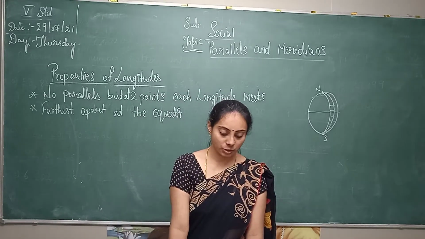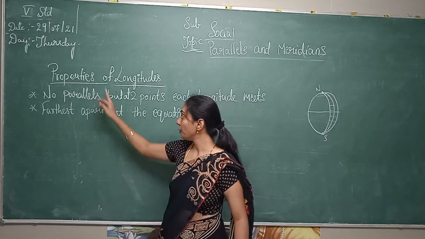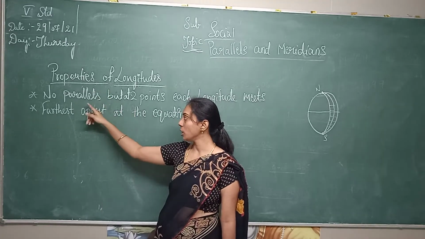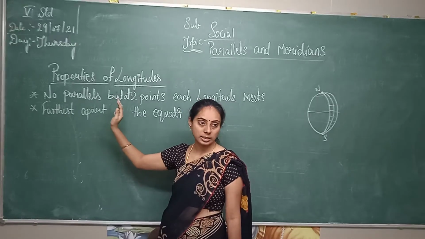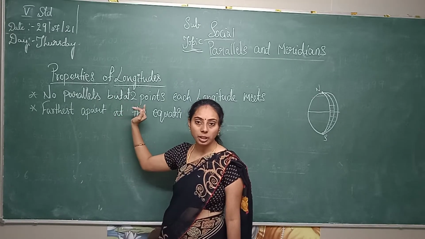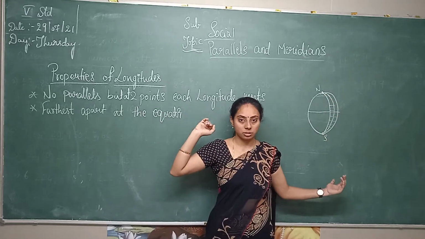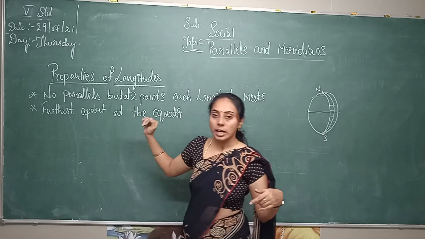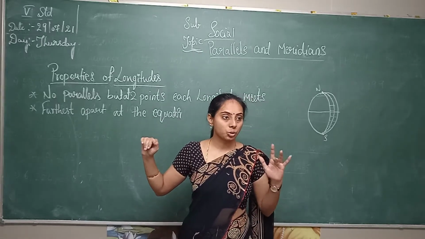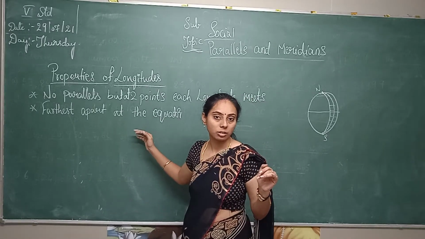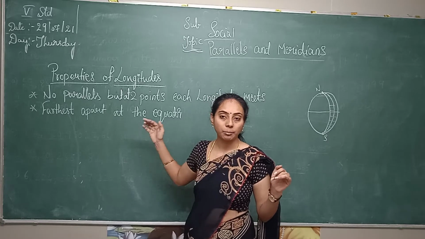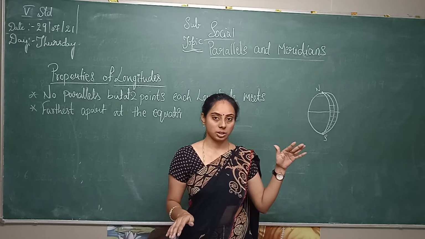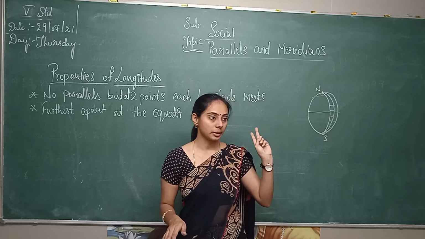Okay. The next one is there are only two properties of the longitudes. One is there are no parallel lines in the longitudes, but they meet at the two points, the poles. Another property is each and every longitude is farthest apart at the equator, and they decrease in size when they move towards the poles. Those are the two properties.